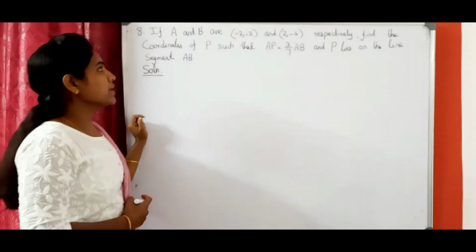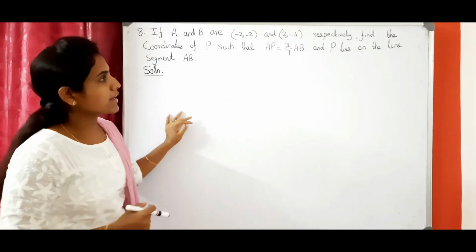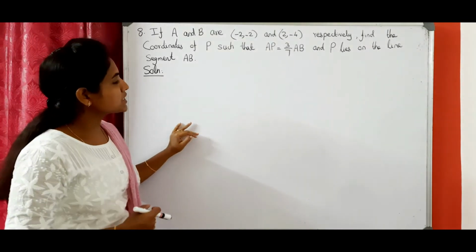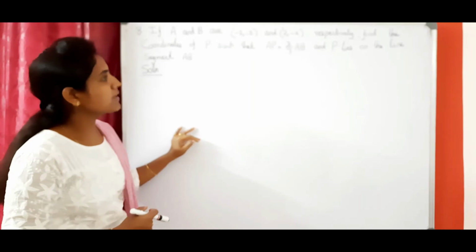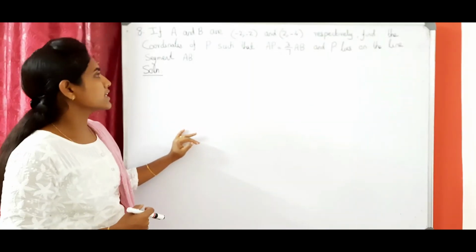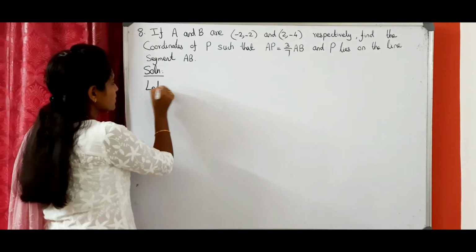If A and B are (-2, -2) and (2, -4) respectively, find the coordinates of P such that AP equals 3/7 of AB, and P lies on the line segment AB.